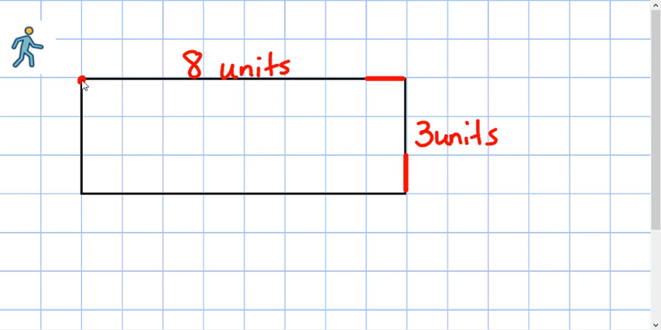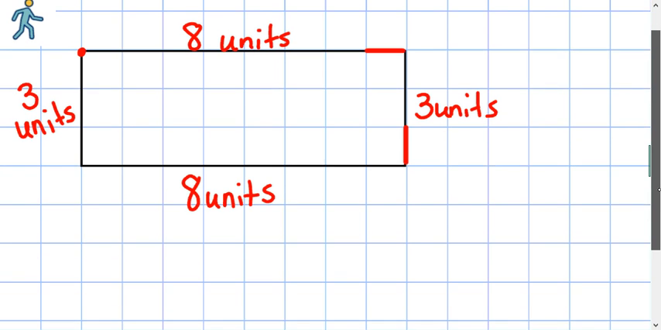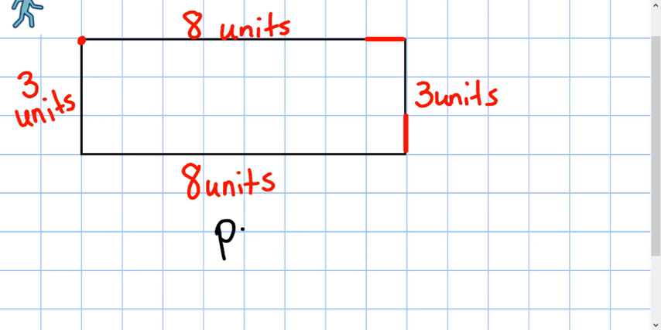Once I measure that, I know that the opposite sides of a rectangle are congruent. So I know that side has to be 8 units, and this side has to be 3 units. And perimeter is truly as simple as adding all of the sides together or finding the sum of the side lengths. So the perimeter is equal to 8 plus 3 plus 8 plus 3.